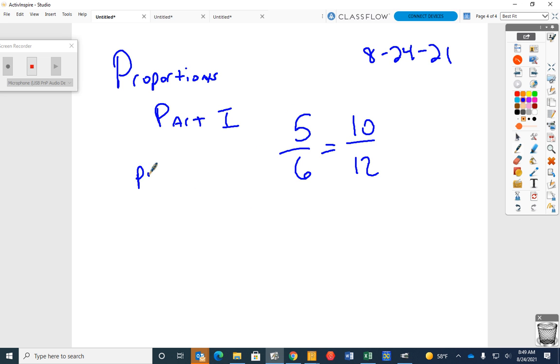A proportion is basically 2 or more equivalent ratios. Okay? 2 or more equivalent ratios. Now, we're going to move forward now that you understand what a proportion is. Make sense? Okay. There are 3 parts.